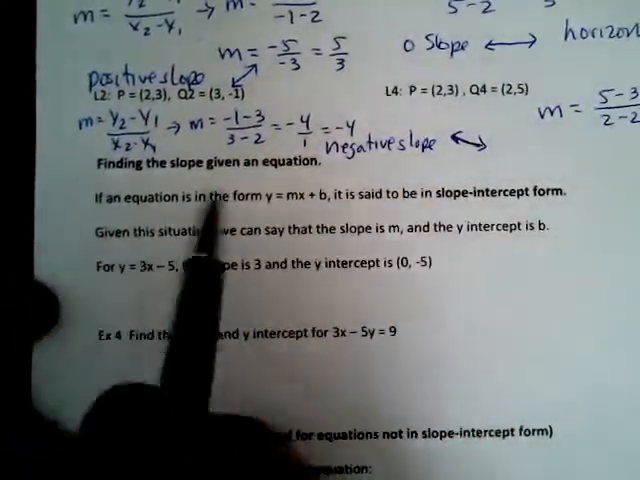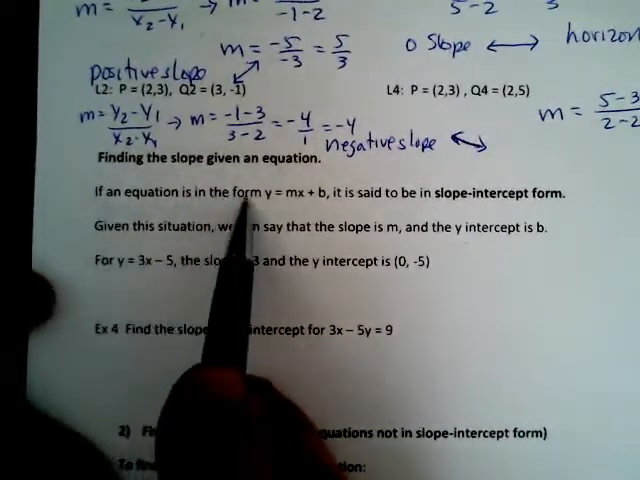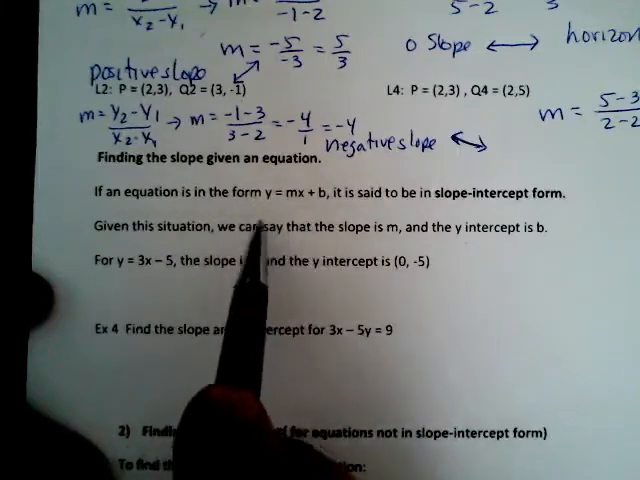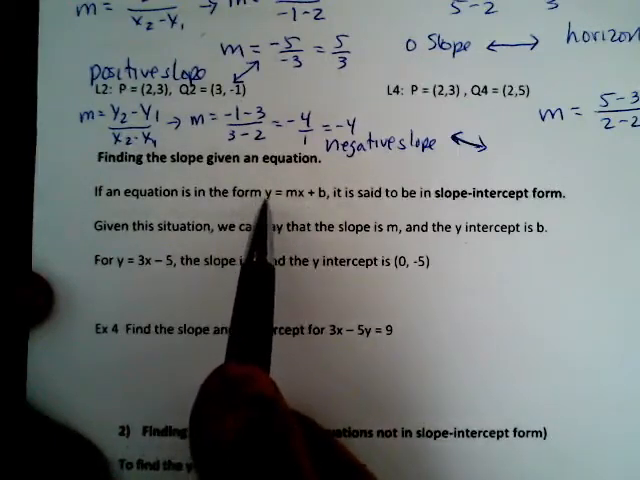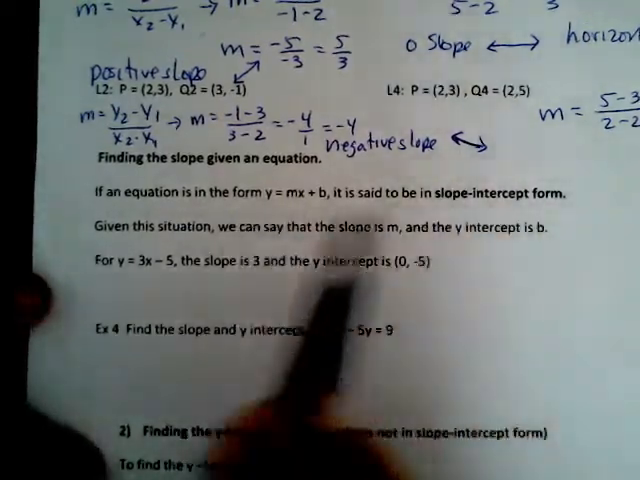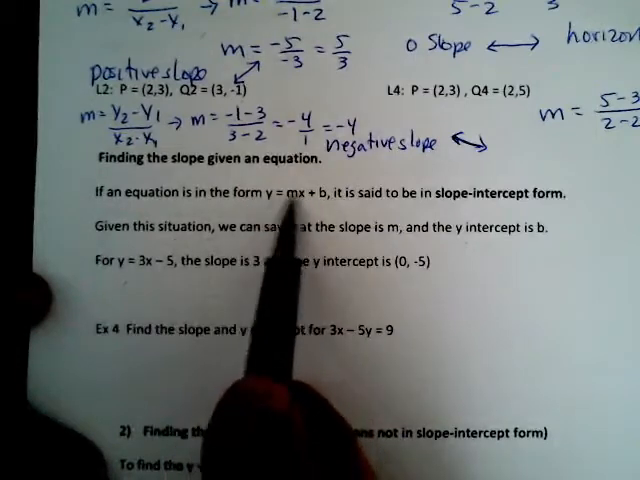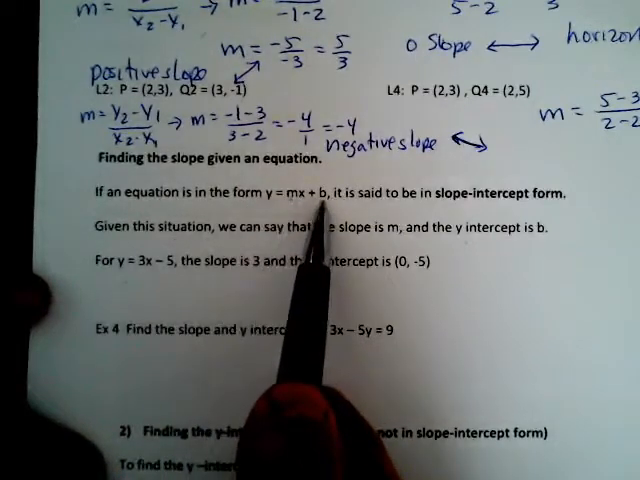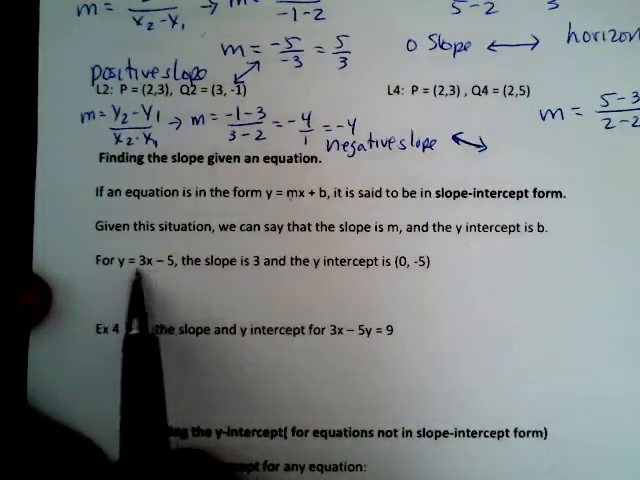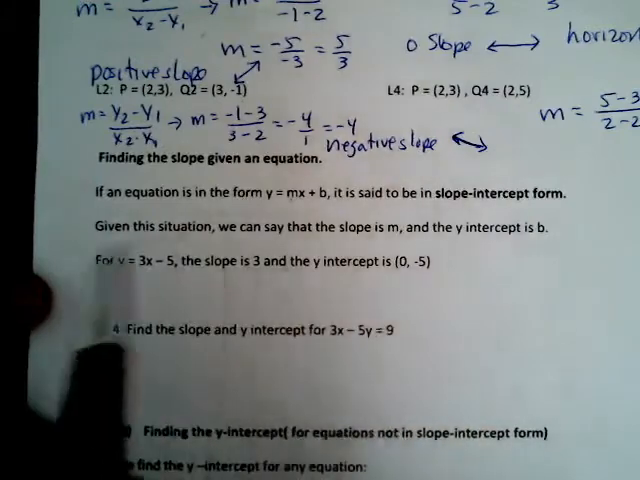All right, the third way to find slope is if we're given an equation. So if your equation is in the form y equals mx plus b, that means it's solved for y. It can't be 2y equals something. It's got to be y equals something. We call this slope-intercept form. So when an equation is in this form, we say that m is the slope and b is the y-intercept. So for this equation here, y equals 3x minus 5, the slope is 3, the y-intercept is (0, negative 5).